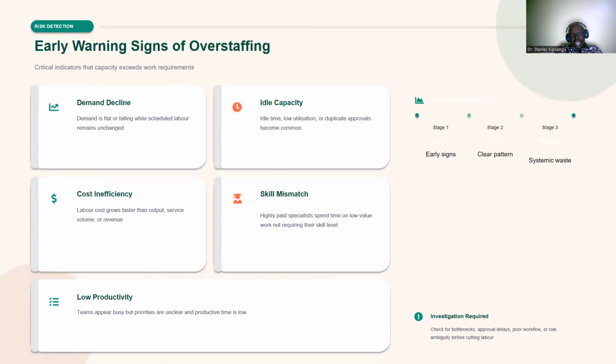So what are some of the early warning signs of overstaffing? With overstaffing, you will see there is demand decline. Demand is flat or falling while scheduled labor remains unchanged. There's idle capacity, so many people are there, but nothing to do. There's cost inefficiency: labor cost grows because people are there, but they are not contributing productively to the organization. There's skill mismatch. Highly paid specialists spend time on low value work because there is a mismatch between what they are supposed to be doing and what they're actually doing.